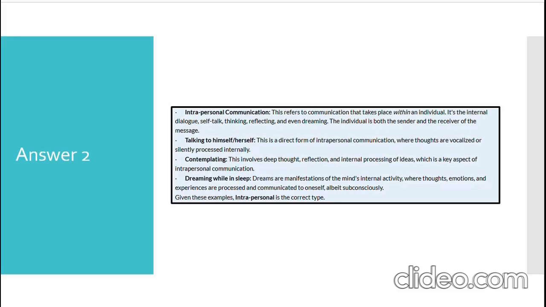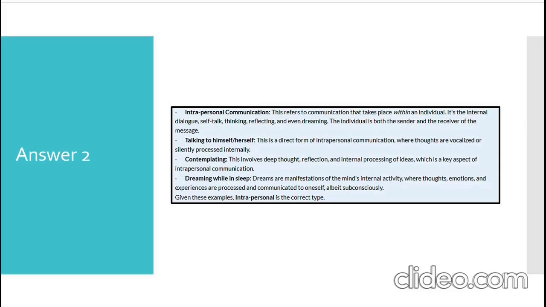Talking to himself or herself is a direct form of intrapersonal communication where thoughts are vocalized or silently processed internally. Contemplating, this would involve deep thought, reflection and internal processing of ideas, which is a key aspect of intrapersonal communication. Dreaming while in sleep. Dreams are manifestations of the mind's internal activity where the thoughts, emotions and experiences are processed and communicated to oneself unconsciously. Given these examples, intrapersonal is the correct answer.